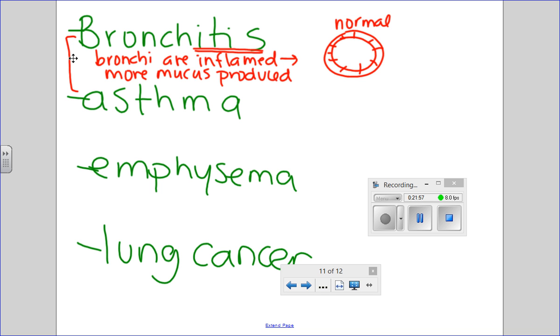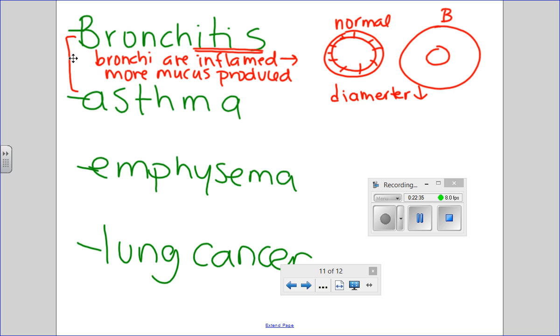Now, when a person has bronchitis, this is what their bronchiole would look like. The mucus layer would be very, very thick. And so in a person with bronchitis, see how the diameter is reduced? This means that their ability to bring in air and to bring out air is also reduced. If there's less space in your bronchi, there's less place for air to move.